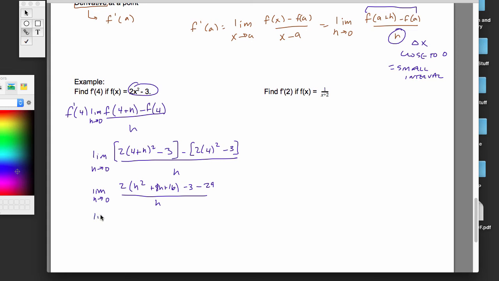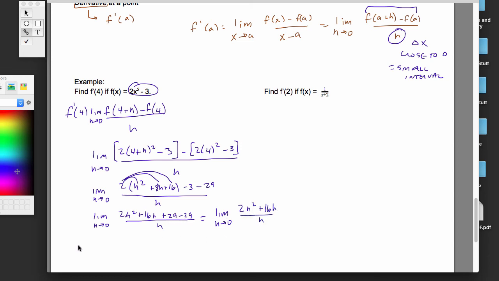So I've got the limit as h approaches 0 of 2h squared plus 16h. Okay, I'm expanding this now, and then plus 32 minus 3 would be plus 29, minus 29, over h. Are you seeing the value of algebra here, folks? Are you seeing it? So I'm going to step to the side here, because this is the limit as h approaches 0 of 2h squared plus 16h. These two cancel out over h.